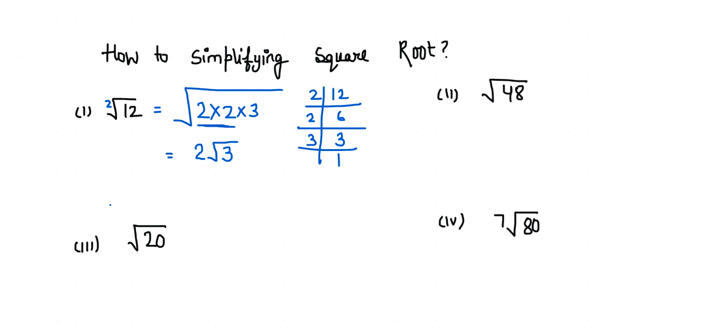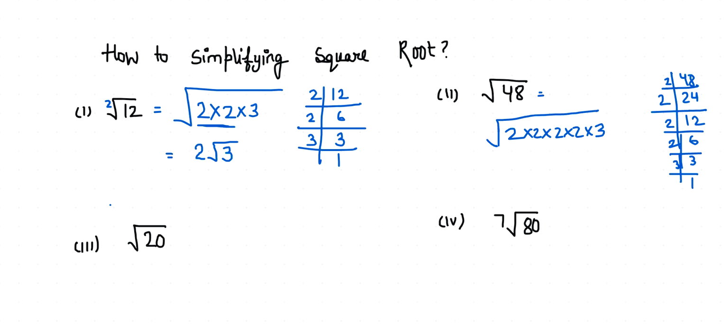Now comes 48. We divide by 2 to get 24, divide 24 by 2 to get 12, 12 by 2 to get 6, 6 by 2 to get 3, and 3 by 3 to get 1. So under the square root, 2 times 2 times 2 times 2 times 3. So now again we'll make pairs of these, pair of this. From this pair, 1 2 came outside. From this pair, 1 2 came outside, and there is no pair of 3, so we will leave it in the square root. So it becomes 4 root 3.